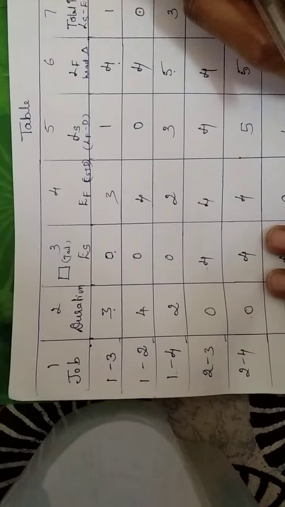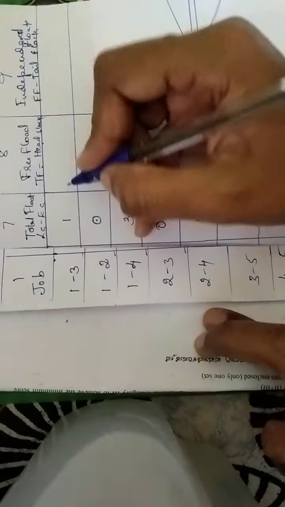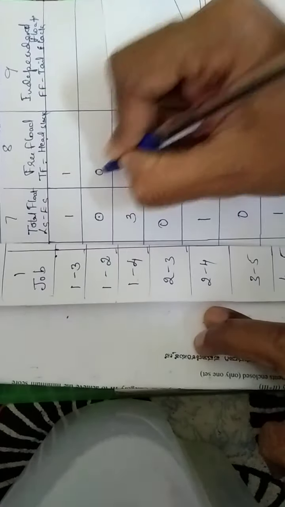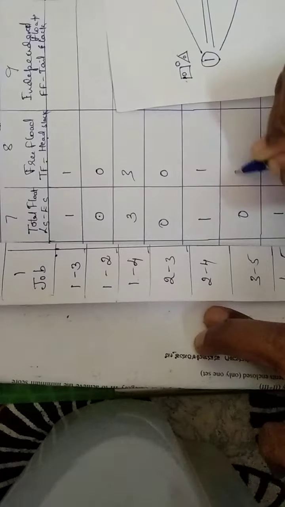Now free float has to be taken. So total float minus head slack. Here what we will have to do is go by each activity and find out the total float and the head event slack. Now let us work out the total float. We can just write down first whatever is the total float that we have arrived at. Now let us work out the head event slack.